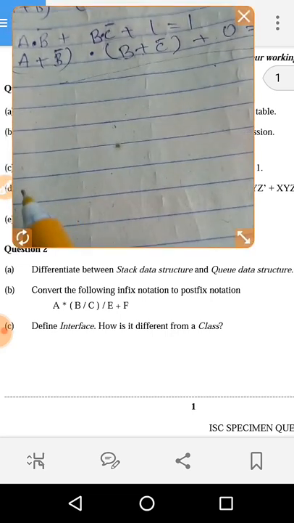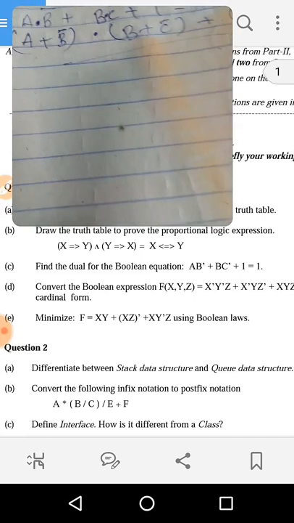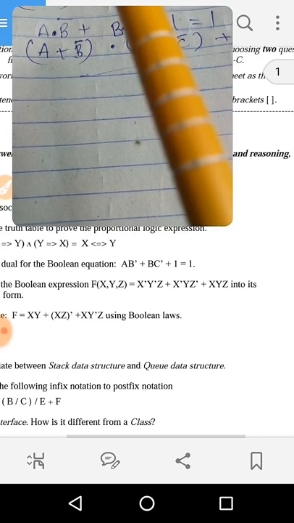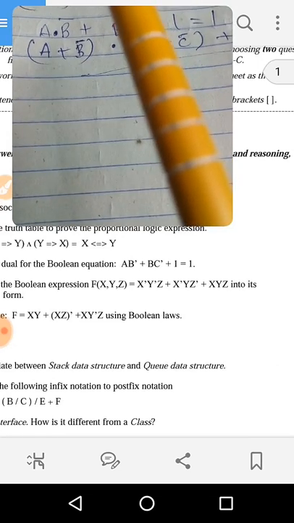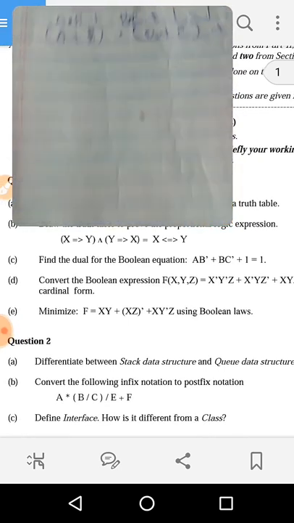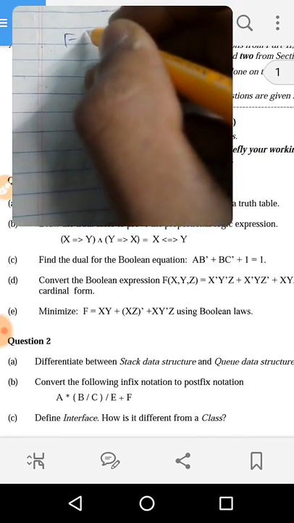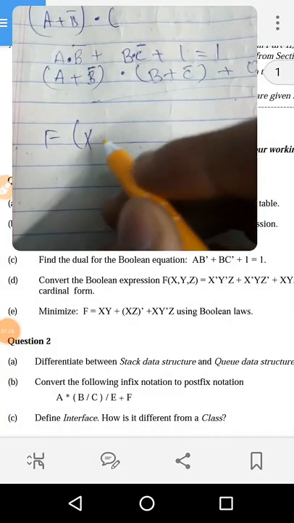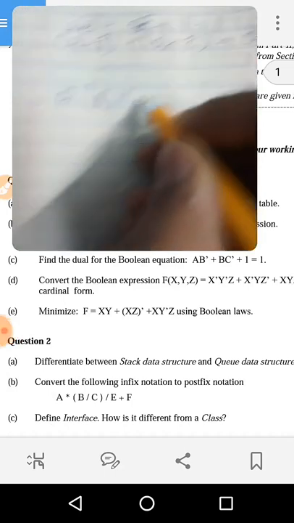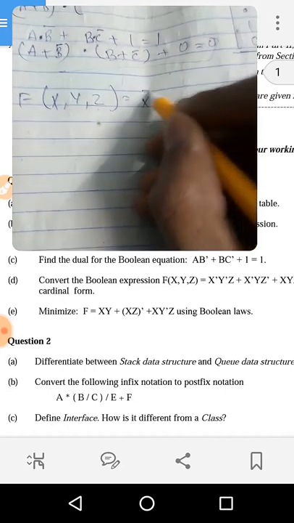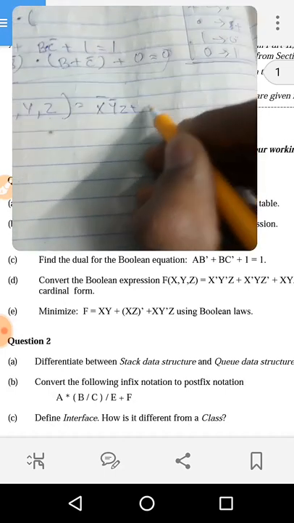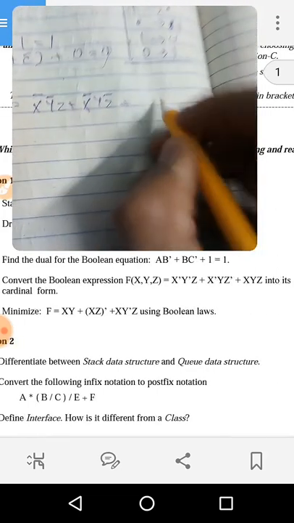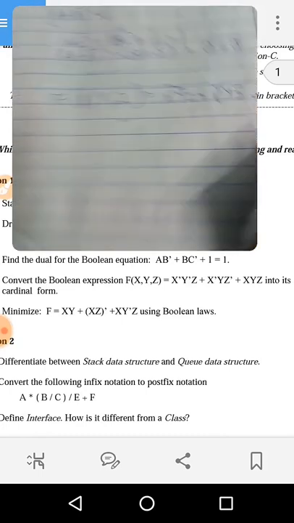Let's see the next question. Our next question is: convert the Boolean expression f(x, y, z) equals x bar y bar z plus x bar y z bar plus x y z into its cardinal form. So we can write our expression f(x, y, z) equals x bar y bar z plus x bar y z bar plus x y z into its cardinal form.